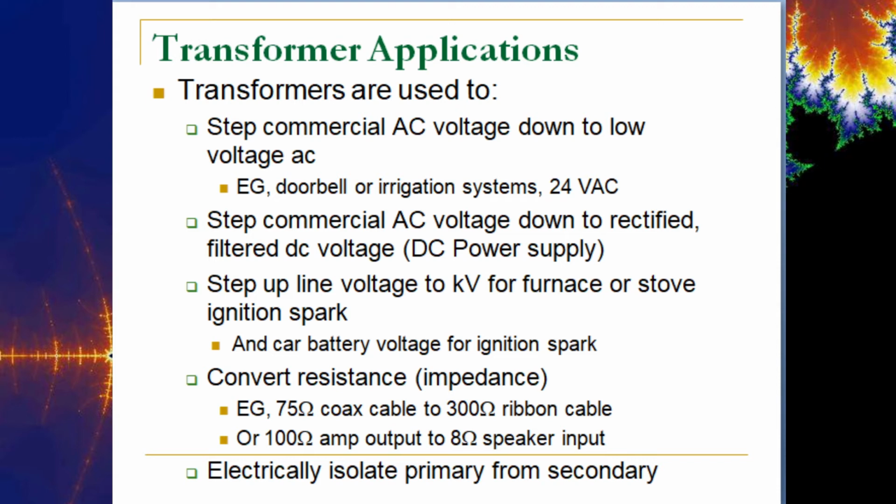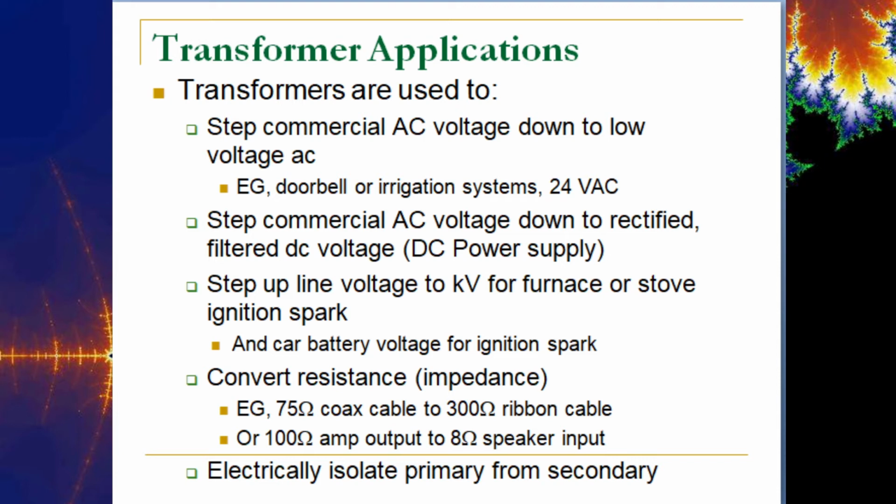So step commercial AC voltage down to low voltage. This is like 24-volt systems. If you've got a doorbell in your home or an irrigation system in your lawn, those typically run off 24-volt AC, and that requires obviously a step-down transformer to get it down to a workable voltage like that. So it says step commercial AC voltage down to rectified filtered DC voltage. That's a power supply. Anytime you plug a power supply into the wall, that's exactly what you're doing.